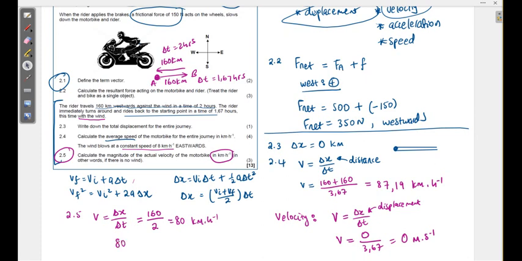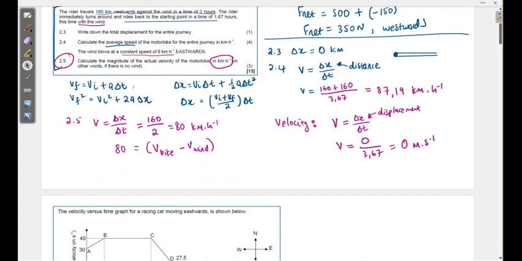that this velocity consists of the velocity of the bike minus that of the wind, isn't it? Yes, sir. It is the velocity of the bike minus that of the wind. So remember that the wind is blowing at 8. Therefore, the bike on its own is actually traveling at a speed of 88 kilometers per hour.